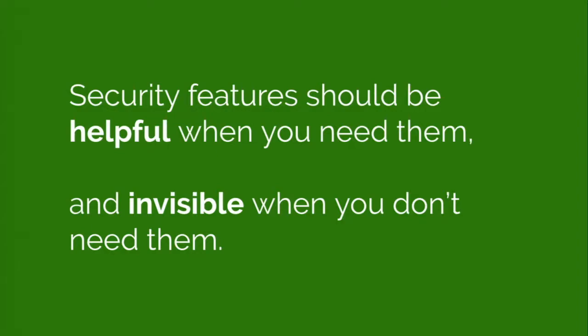At Chrome, we believe that security features should be helpful when you need them and invisible when you don't need them. But this is actually really difficult to get right. We see many examples of security UI that's supposed to be helpful but is actually quite confusing or not really effective. So in Chrome, we treat usable security like a science, and we do user research to help us pick how to represent security in browser UI.